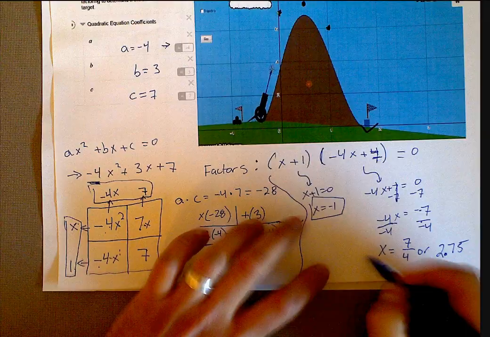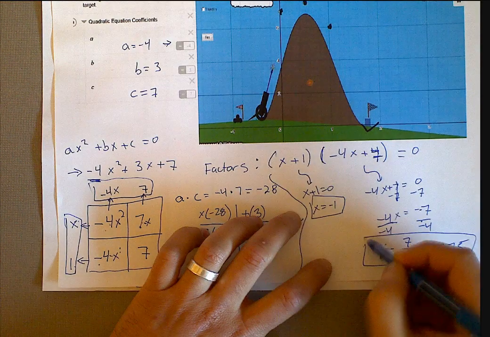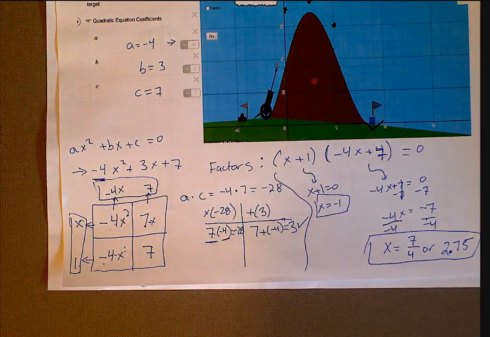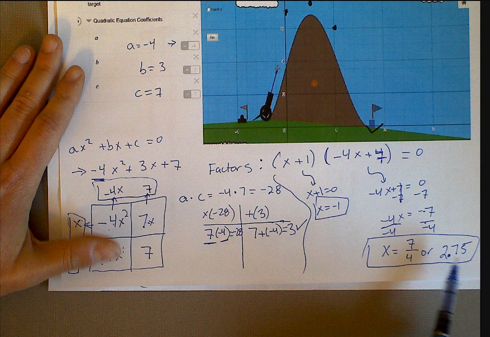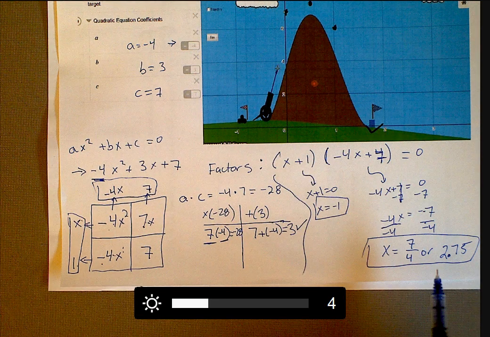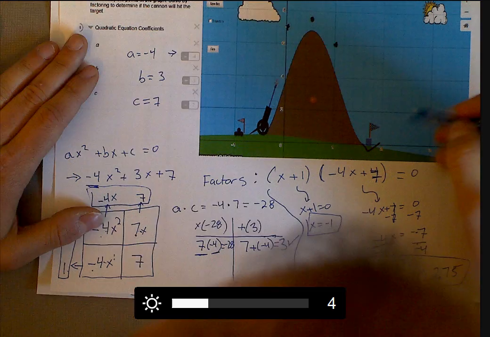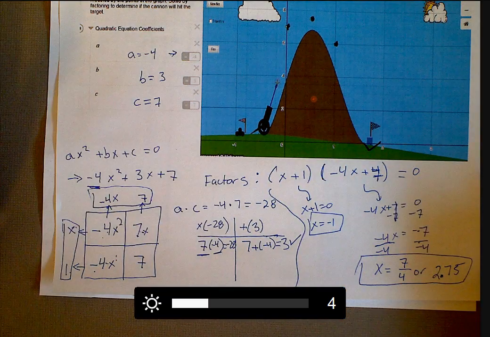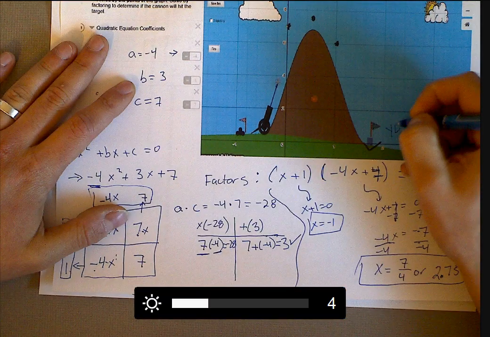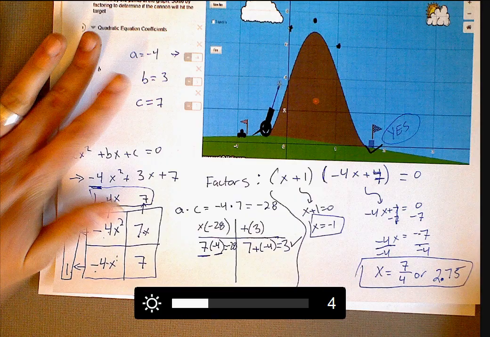So going back to my original question, will the cannonball hit my target? So it's looking like it's going to land somewhere by 2.75. And looking at this flag, I can kind of see that that's the area that it's at. So my argument is going to be yes, it is going to hit the flag.